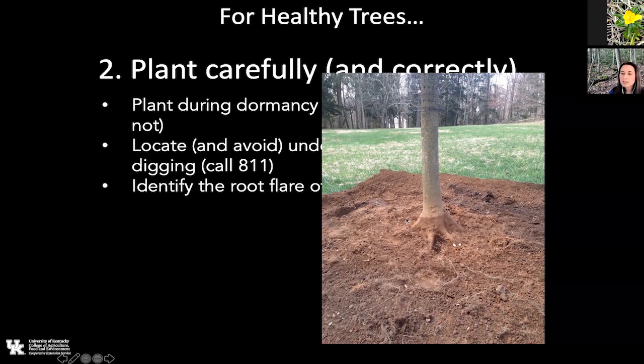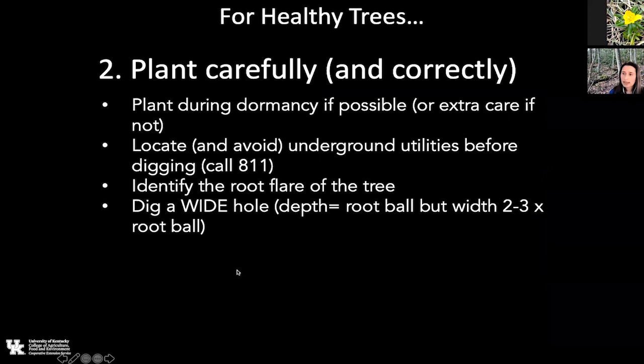You want the roots underground, you want the trunk above ground, and you don't really want to mix those two up. If anything, it's better to have it a little bit high than to have it too low. So next, dig a wide hole. Depth is important. You've got to get that root flare at the right level, but dig it much wider than you'd think, because that will give those roots a chance to really grow and establish, which again is really key for those recently planted trees.